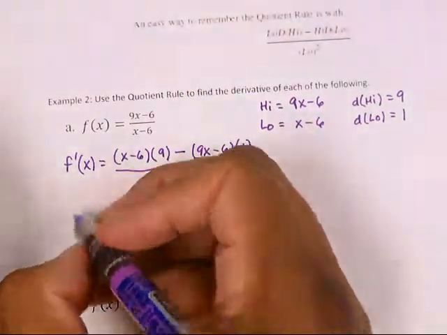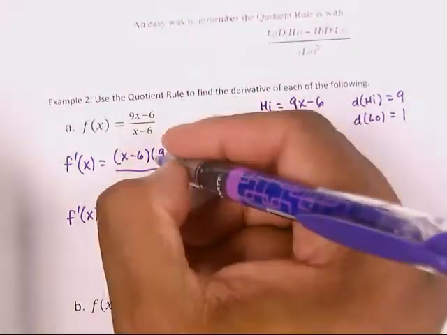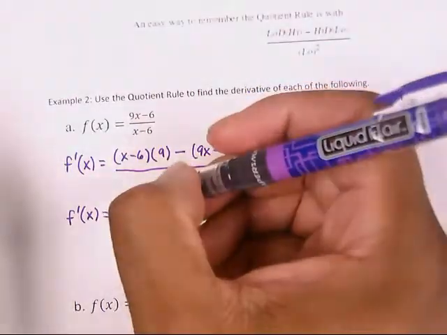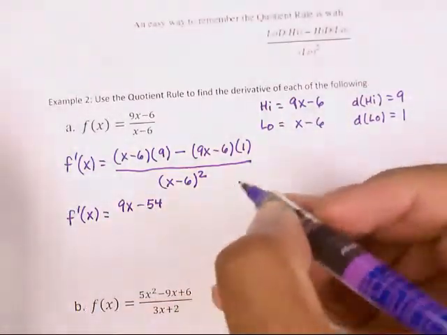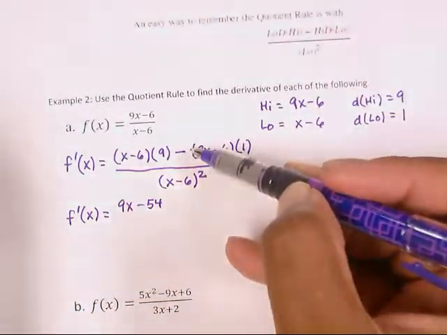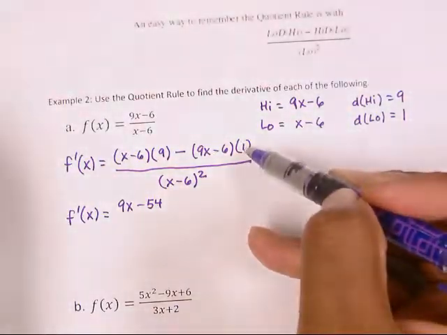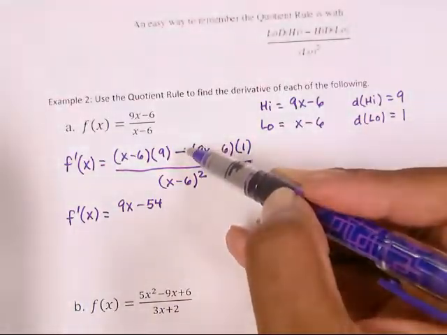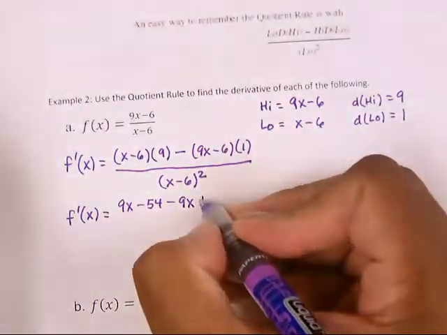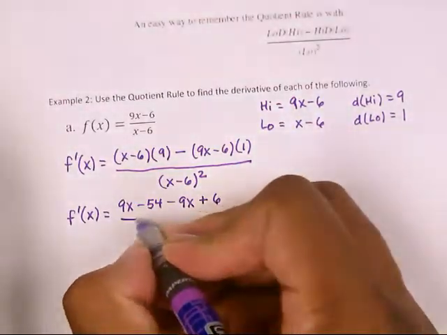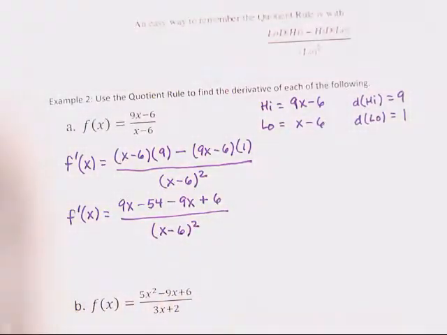And now we can go in and simplify all of this. Let's see, distribute the 9 over the x minus 6, you're going to get 9x minus 54. Now, keep in mind, this negative is going to change the sign of each and every term here, and I'm distributing the negative 1 because of that minus sign. So that minus sign makes the 9x a minus 9x. The minus sign makes the minus 6 a plus 6. All over, I'm going to leave that (x minus 6) quantity squared as is.